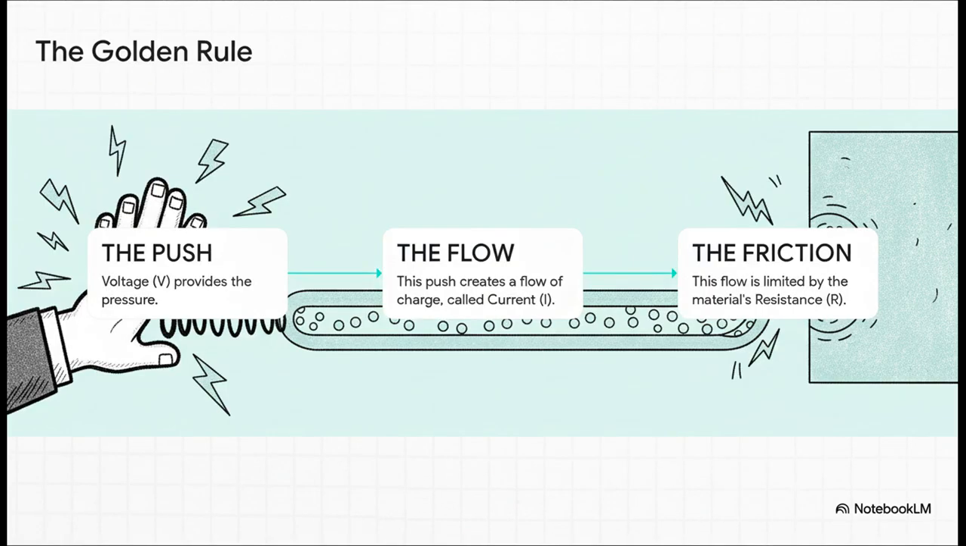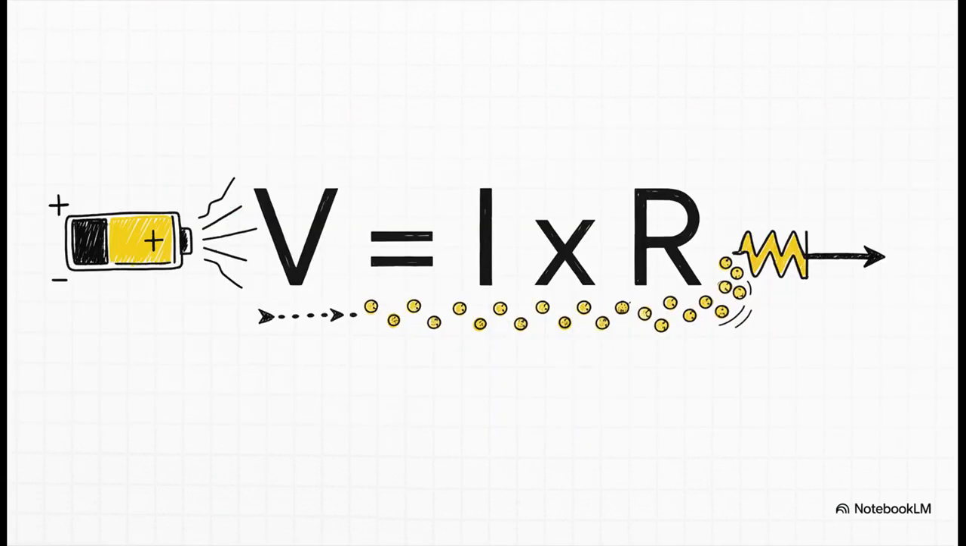Okay, so let's put these 3 big ideas together. It's a really simple sequence. First, you need the push. That's the voltage. That push gets things moving, creating the flow. That's the current. And finally, that flow is always getting slowed down by the friction, and that's the resistance. Push, flow, friction. That's the golden rule of circuits. V, I, and R. And this whole relationship is wrapped up perfectly in one of the most famous and useful equations in all of physics, Ohm's law.